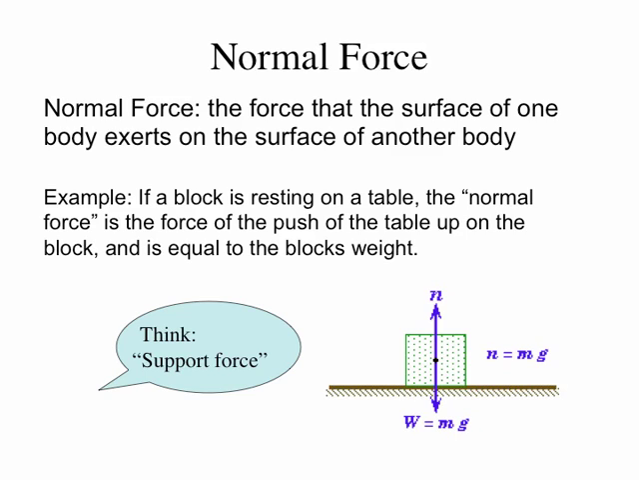So in this case, it's the force the surface of one thing exerts on the surface of another thing. In the example shown below, if a block is resting on a table, the normal force is the force of the push of the table up on the block and is equal to the block's weight. So the block is pushing down on the table, and the table is applying a normal force back up. It's pushing back up on that block. A good way to think about this mentally is to think of it as the support force. A normal force is often the force that's holding something up. Now, that's not always the case, but that's often a helpful way to think of it.